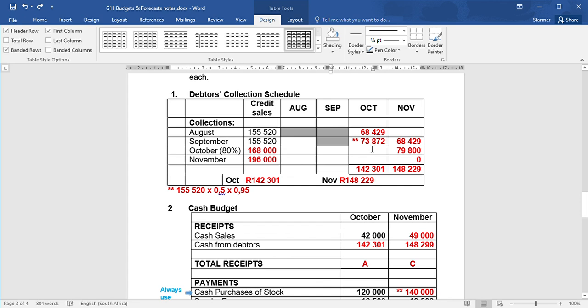Right, and if you go to October, the only amount you're going to receive there will be the 50% in November less 5% discount. So you take 168,000 times 50% times 95%. And we're going to receive nothing in November. You then simply add up these columns, and therefore cash received from debtors for October will be the 142,301, and cash received from the debtors for November will be the 148,229. Those amounts can then get recorded into your cash budget under the relevant month.